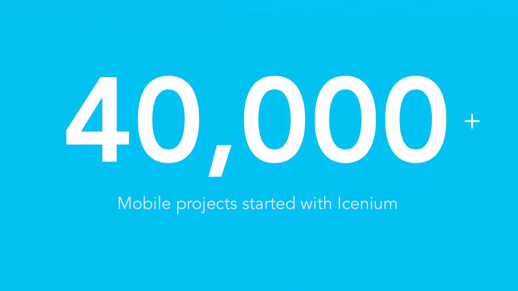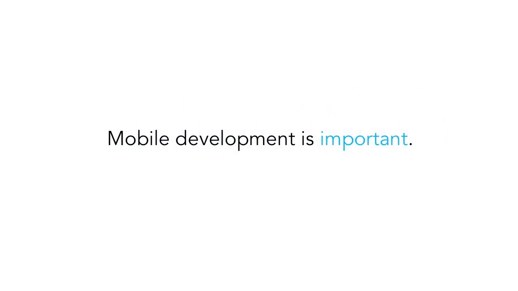We've got a lot of great things to look at, but first, a big number to share, 40,000. More than 40,000 mobile projects have already been started with Icenium, and we couldn't be happier. We are watching our customers come out and create some amazing things using Icenium and Kendo UI Mobile. And before we look at what's new in Icenium today, I think it's worth stepping back for a minute to recognize why we're here. We're all here today because we believe mobile development is important.